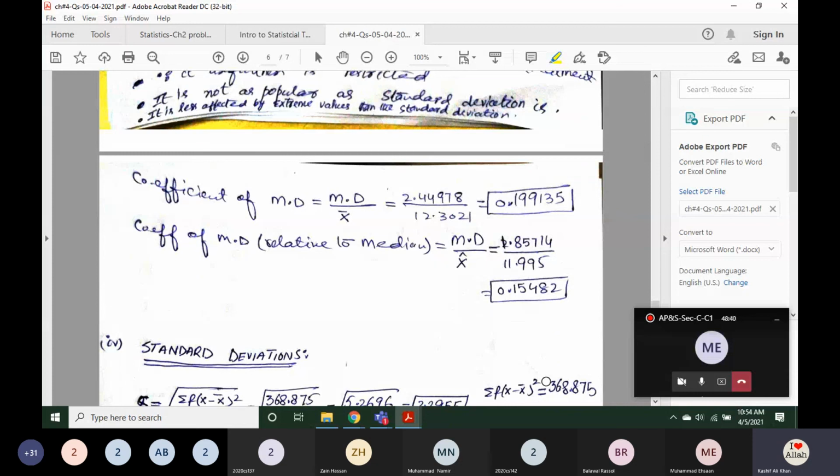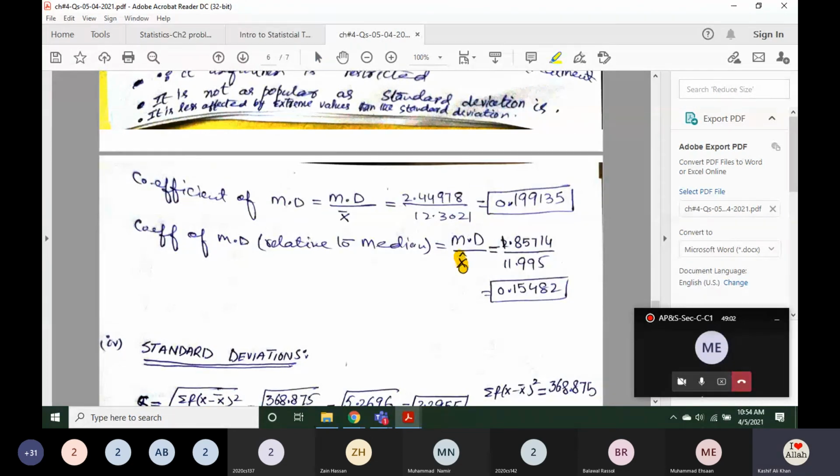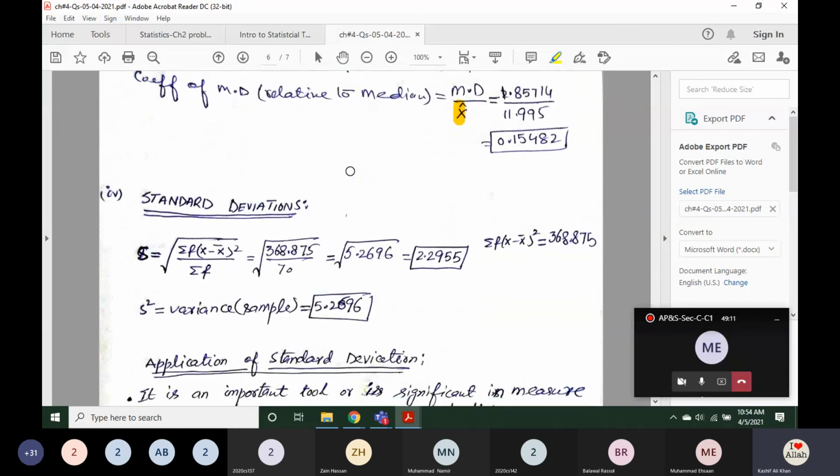Okay, coefficient of mean deviation is mean deviation divided by mean. But if you compute the mean deviation about median, then you need to divide the mean deviation by median. Once again, note that this is the notation of mod, not the median. So please correct it. So these two values are called the relative dispersion, while the above one was called the absolute dispersion.